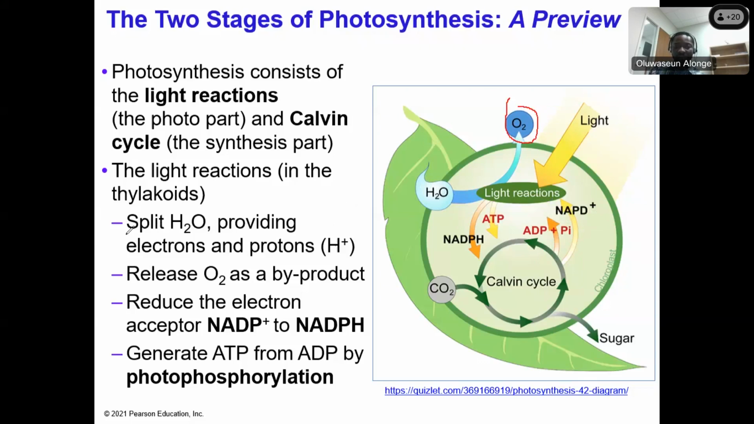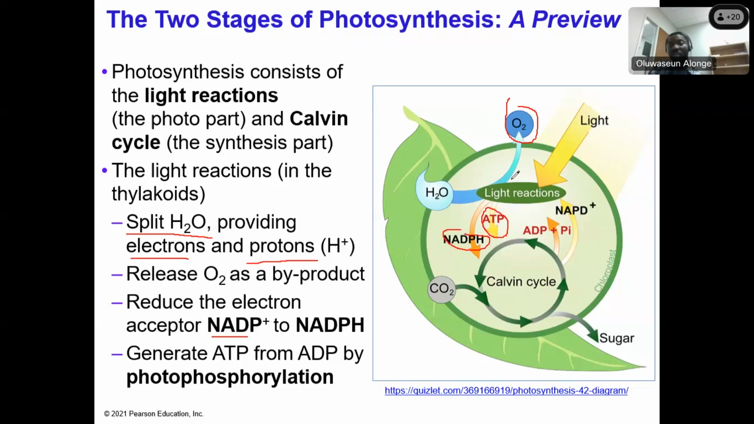And so it splits water, providing electrons and proton. So it will split water into oxygen and then hydrogen. Hydrogen here is going to release oxygen as byproduct, reduce the electron acceptor NADP plus to NADPH, simply because the electron released when this water is split is going to be captured by NADP plus, and then they will make NADPH, right? Then it's going to generate ATP as well in the course of that process.